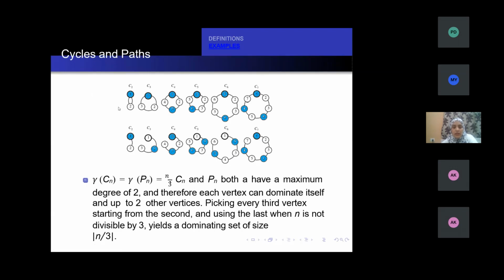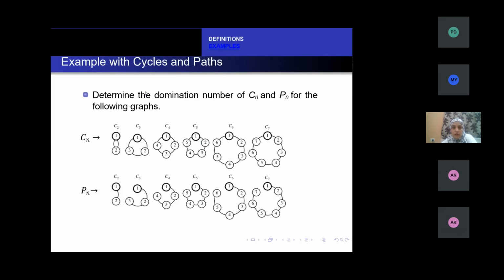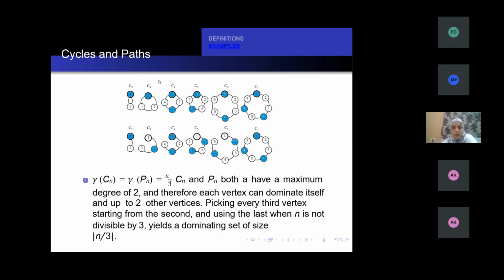So here is the example. With the colored part, I have explained. Here is the C2 graph. In this C2 graph, only one will be the dominating vertex. One will be the dominating vertex. It dominates 2. And the domination number will become 1 here in the cycle C2 graph.